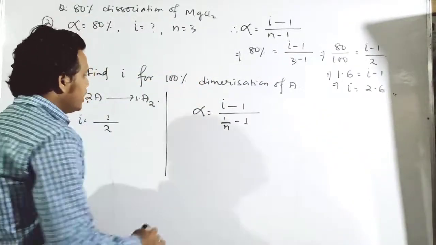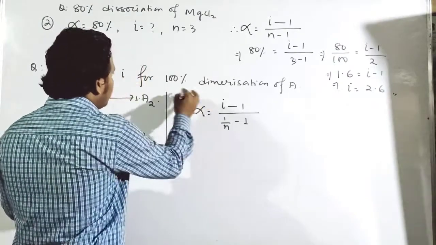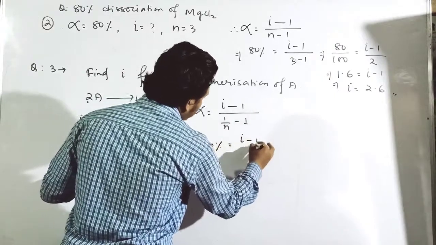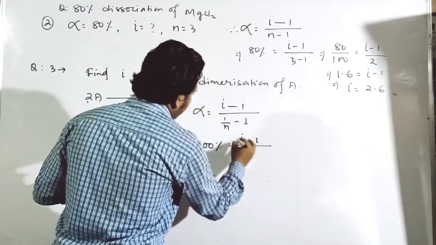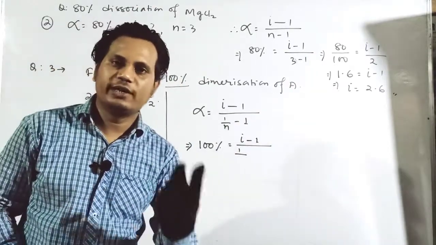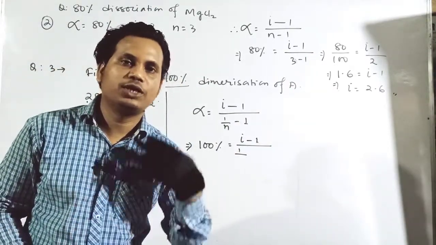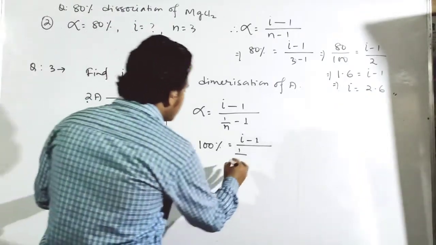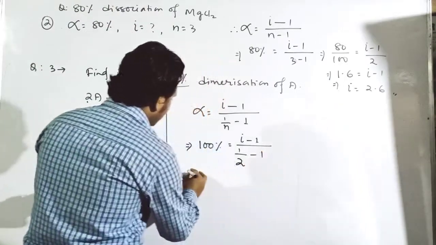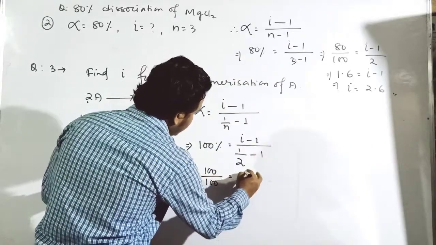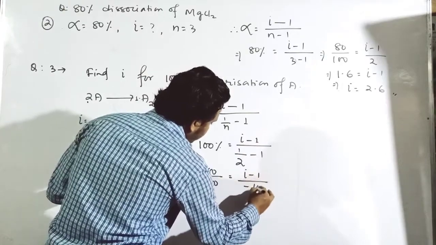Now put the values. What is alpha? How 100% associated? I minus 1 by n. What is n? If dimerization occurs, then 2, trimerization 3, tetramerization 4, in this way. So dimerization, the n will be 2. So 100% means percentage if you remove, by 100, I minus 1 by minus half.